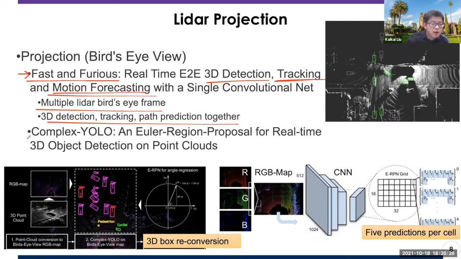Another famous paper is called Complex-YOLO. It is also a YOLO-based detector. What they do is similar to the YOLO architecture. They convert the LiDAR into three bird's eye view maps, like a pseudo RGB map. Then they create something similar to YOLO's architecture. As we mentioned previously, the YOLO architecture doesn't get region proposals. Instead, for every cell, they do the encoding.